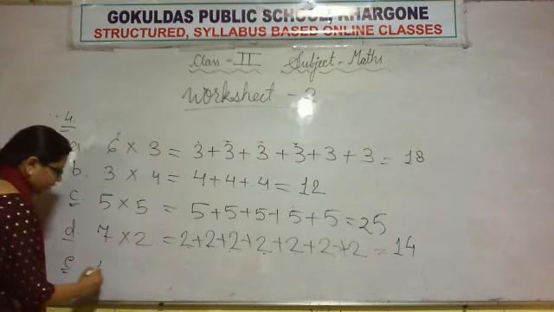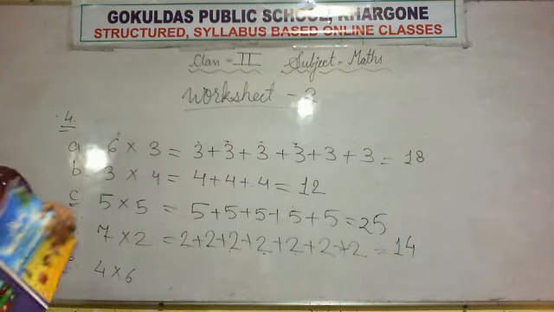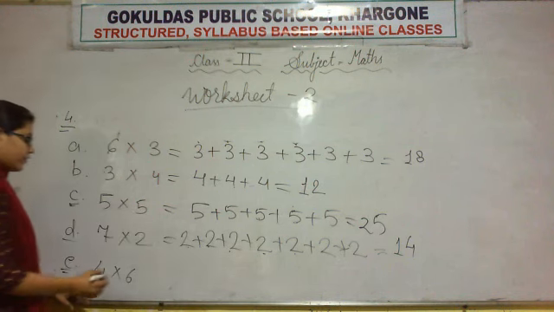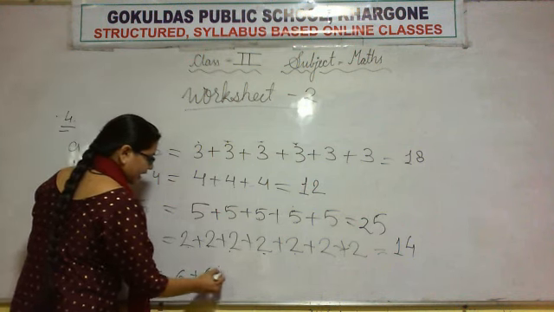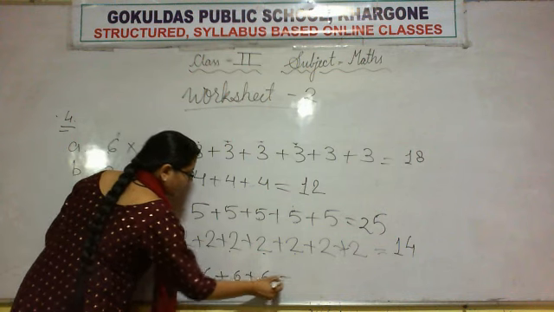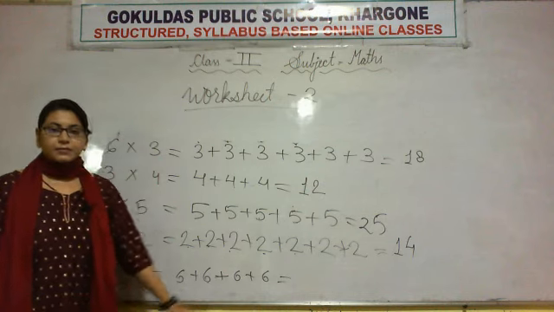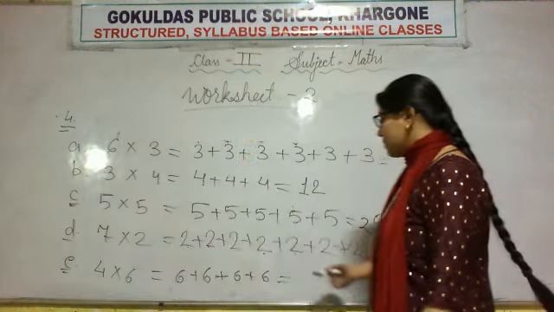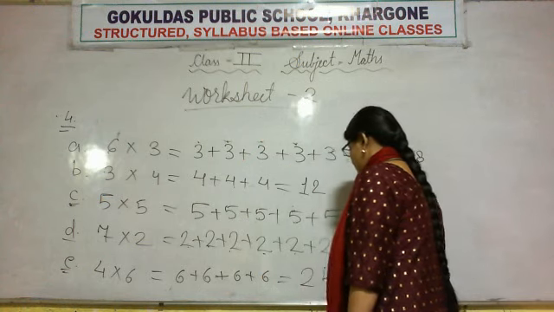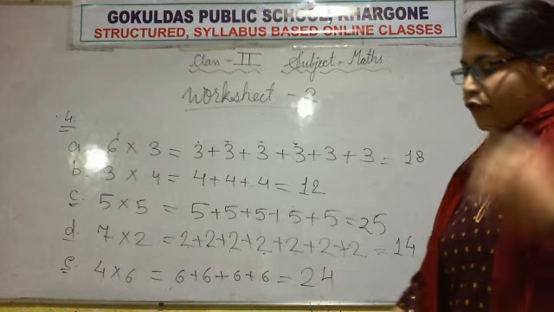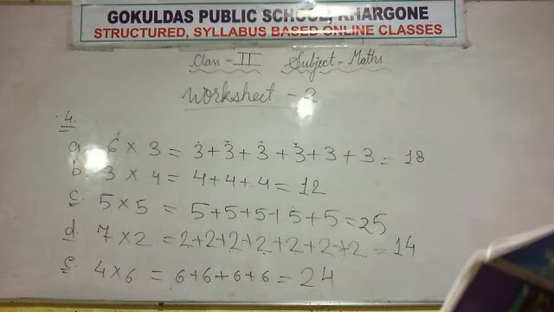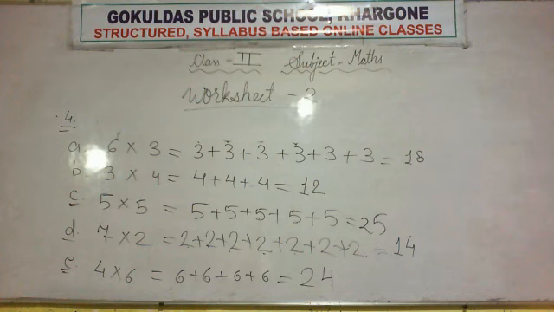Now E, 4 into 6. So 4 times number 6. For the first time, second time, third time, and for the fourth time. So 6 plus 6 is 12, 12 plus 6 is 18, and 18 plus 6 is 24. So these are the answers of question number 4. Answer of A is 18, answer of B is 12, answer of C is 25, answer of D is 14, and answer of E is 24.